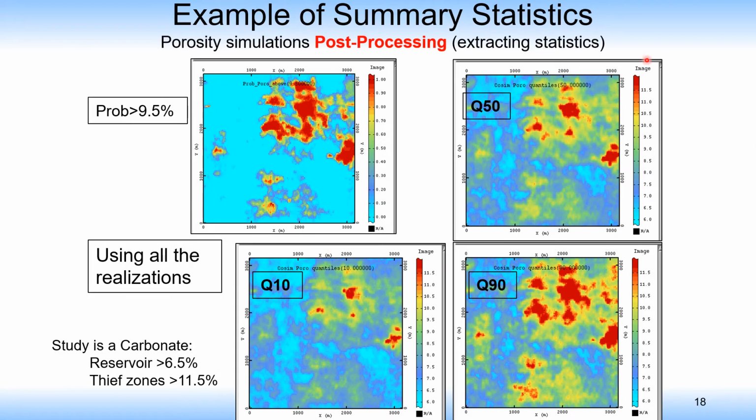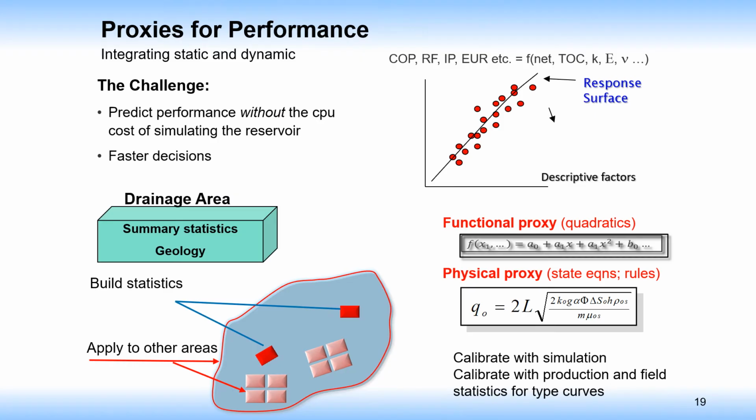Another example, here's just a mapping example. We can get this right out of 3D models by summarizing in vertical columns over zones with our net. But here's showing an example of, say, the probability of higher than 9.5% porosity. Here are the quantile maps for simulated porosity, the mid-case quantile, low to high quantiles. And so these are just summary statistics. They're useful for planning purposes.